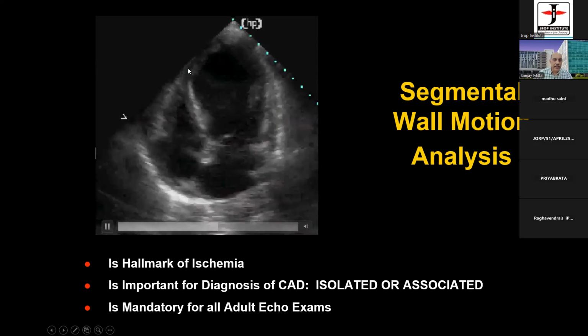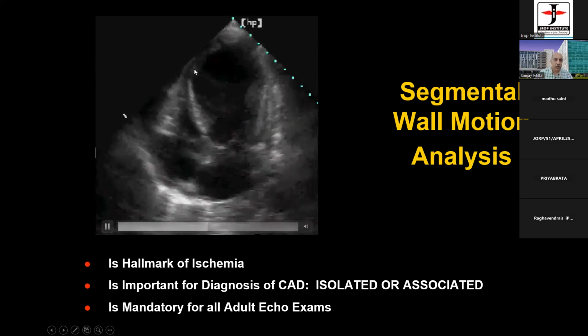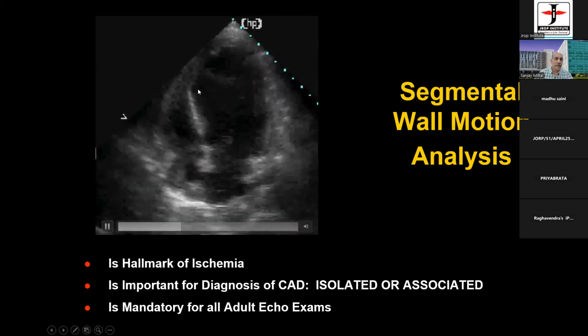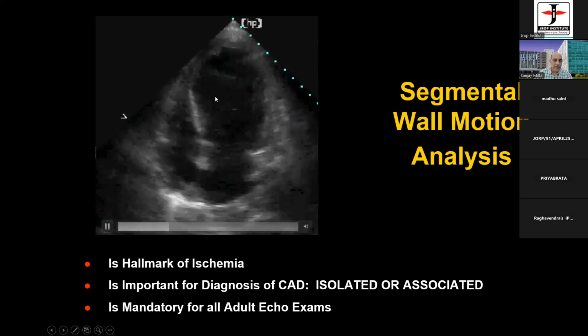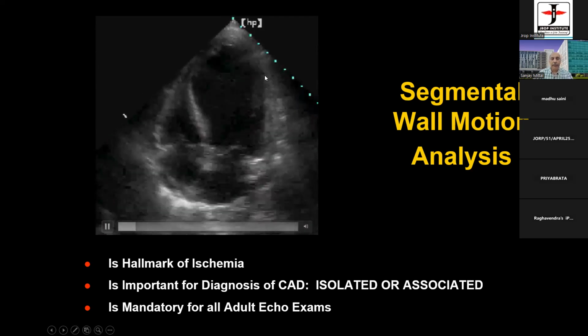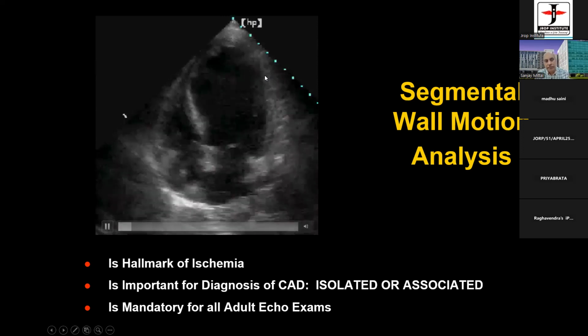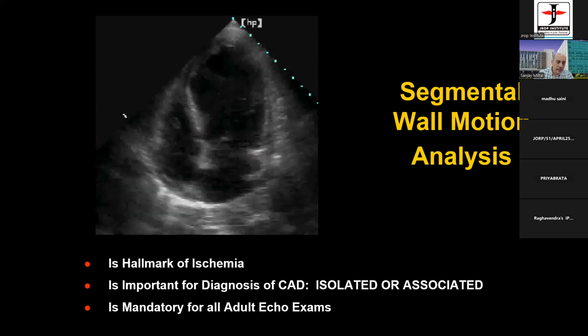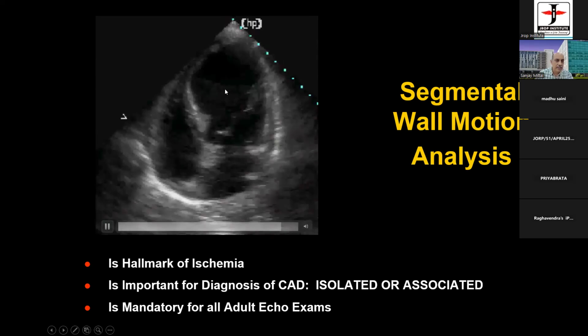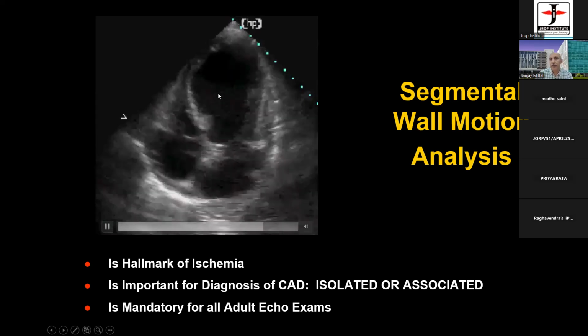When certain areas are not contracting, vis-a-vis certain areas which are contracting, we call them segmental wall motion anomalies. The problem is that invariably, whenever certain areas of the left ventricle are not contracting and certain areas are contracting well, this is linked to coronary artery disease or ischemia until proved otherwise.